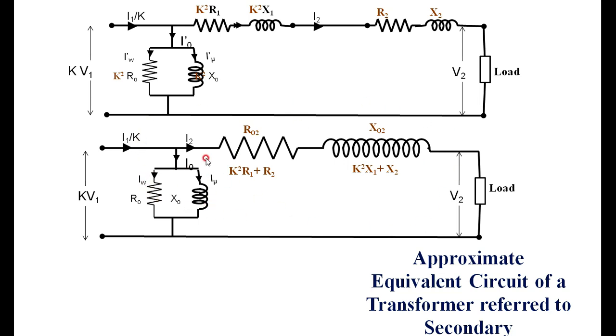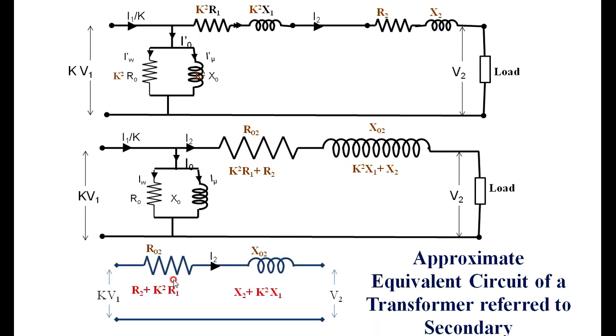The simplified version means this particular element is neglected for the approximate equivalent circuit. Therefore, it is K times V1 and V2, the equivalent resistance is R02, and the equivalent reactance is X02. This is how we have to draw the approximate equivalent circuit of the transformer referred to the secondary side.